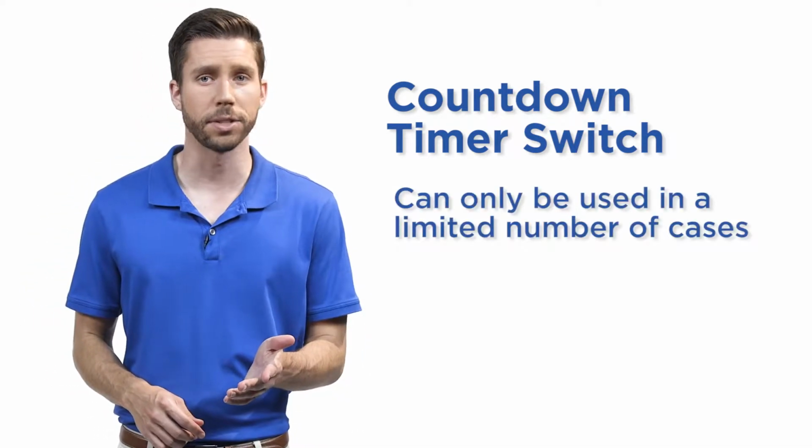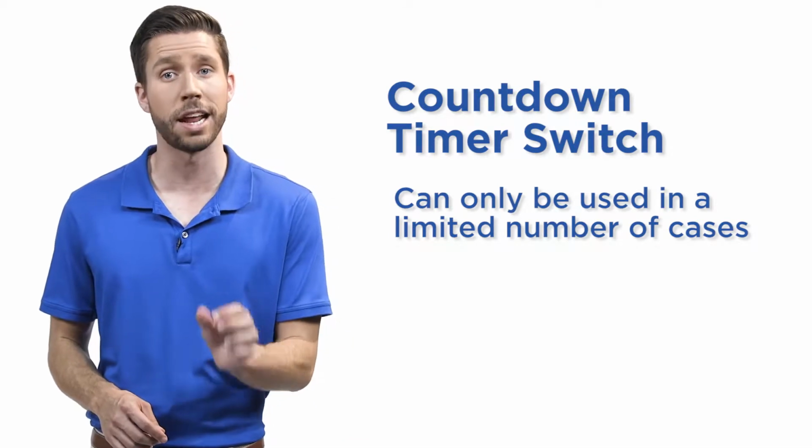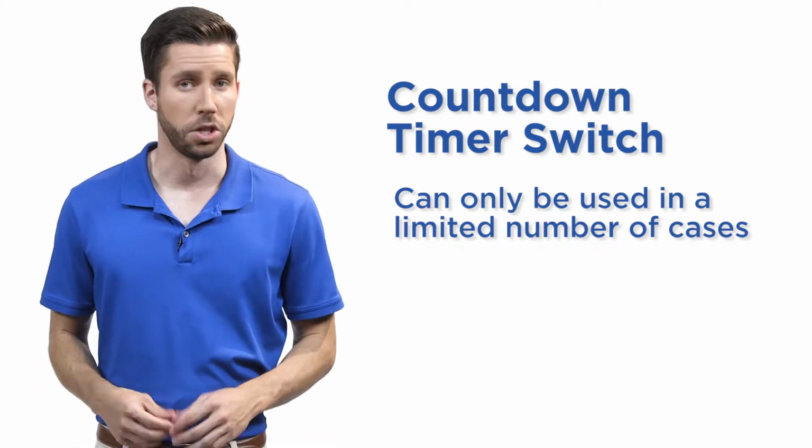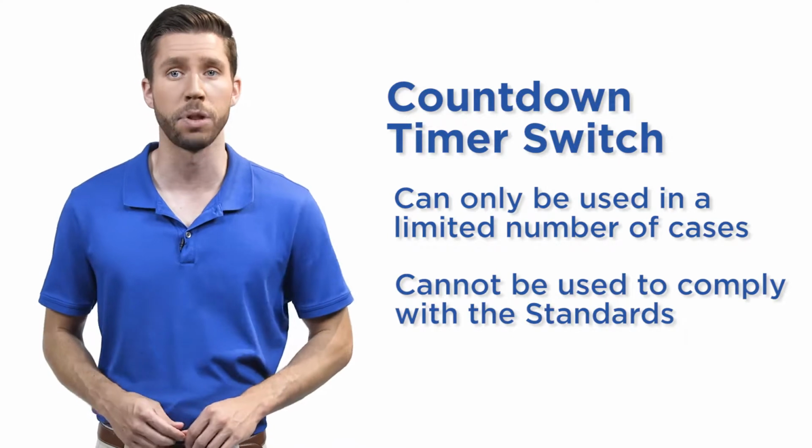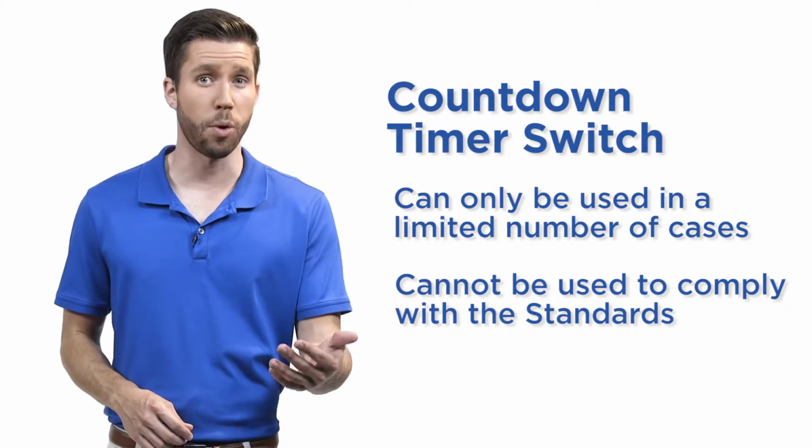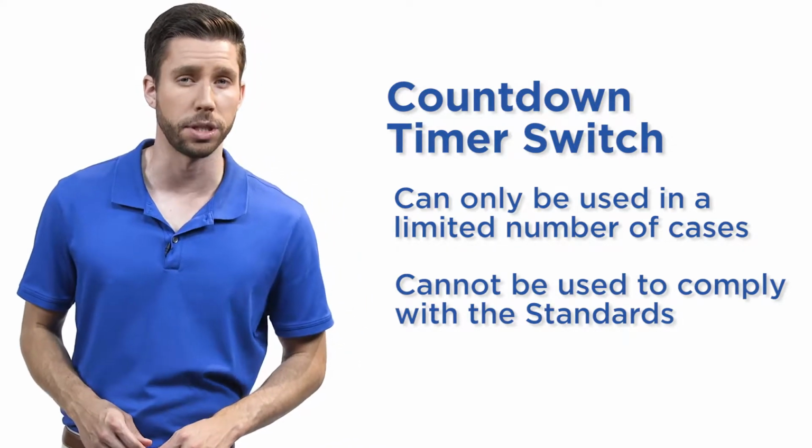One type of common shutoff control is a countdown timer switch. Under the energy standards, these devices can only be used in a limited number of cases. Generally, they cannot be used to comply with the standards. Let's take a look at where and when they can be used.